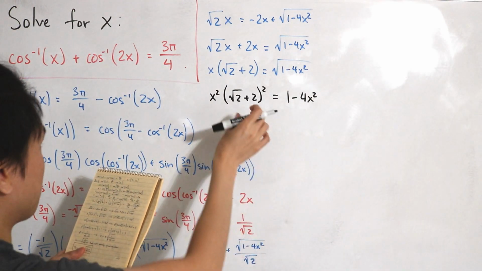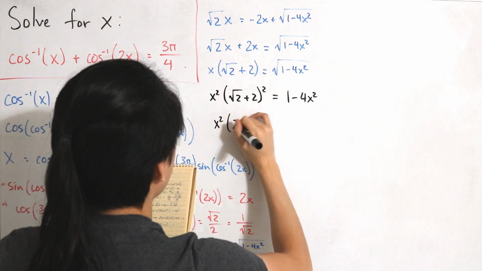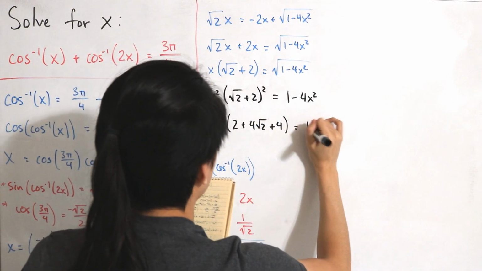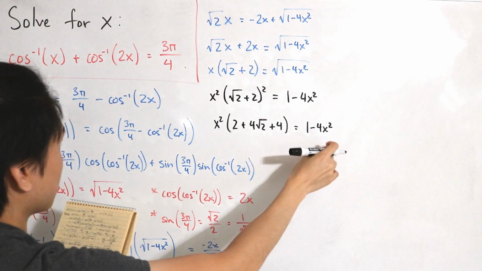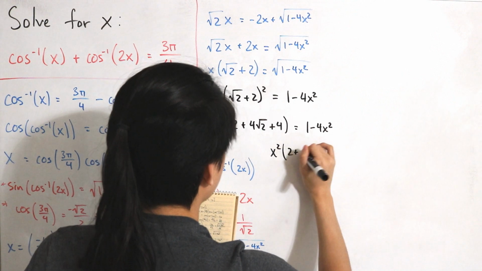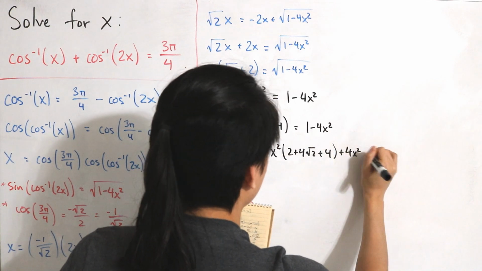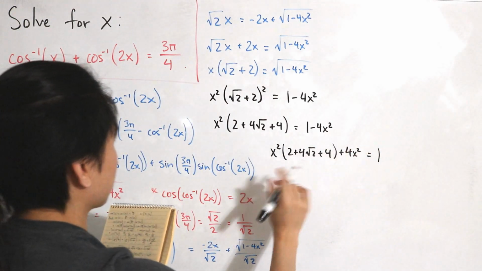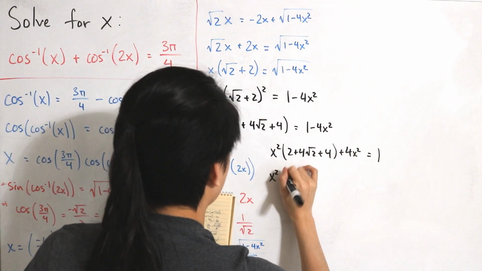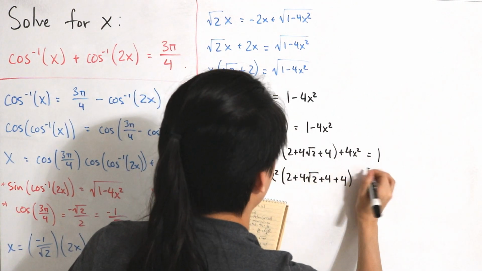And so let me just expand this expression out. So this is x squared, then if you just perform the FOIL, this is going to be 2, add this with 4 times the square root of 2, and then add this with 4, and equals 1 minus 4x squared. What I can do here is they both share x squared, so I'll just add 4x squared to both sides: x squared, followed by this same expression in the parentheses, and add this with 4x squared, and set this equal to 1. Now I can just factor out that x squared. So now the 4 will go inside this parentheses, so x squared times 2 plus 4 times square root of 2 plus 4, and then plus 4. And that's just going to equal 1.